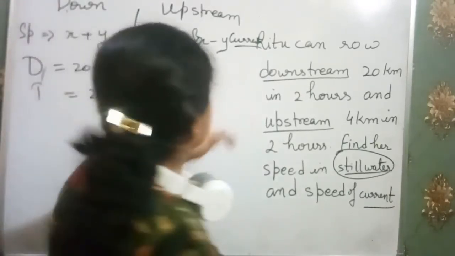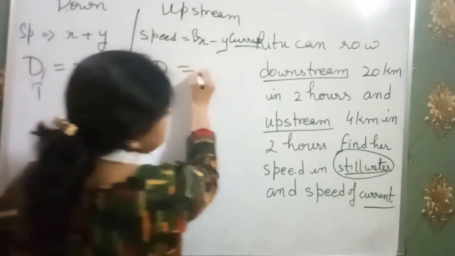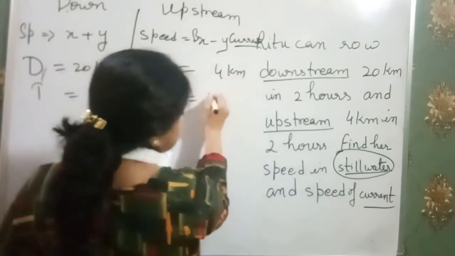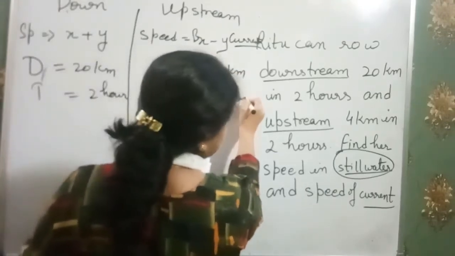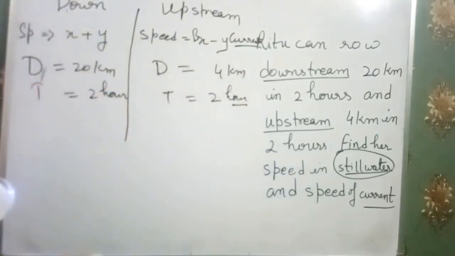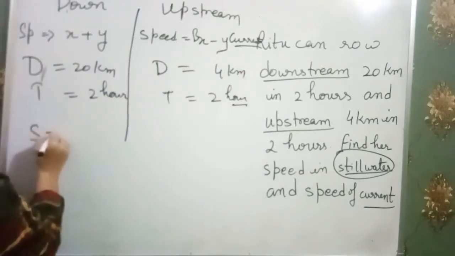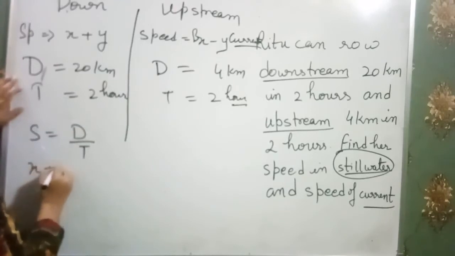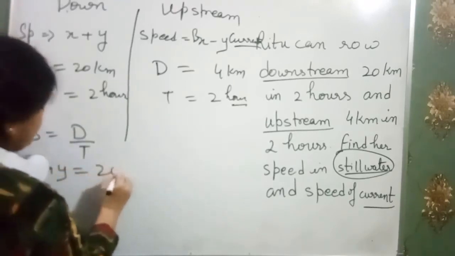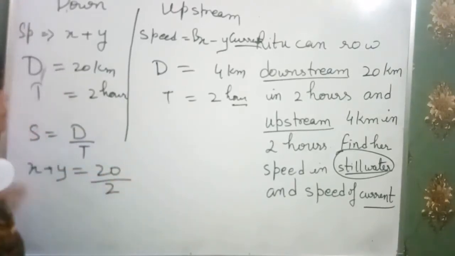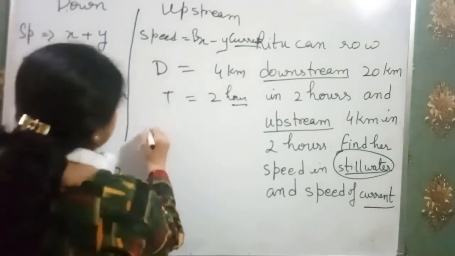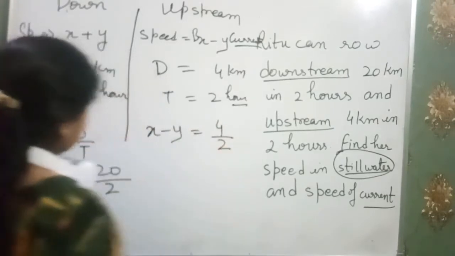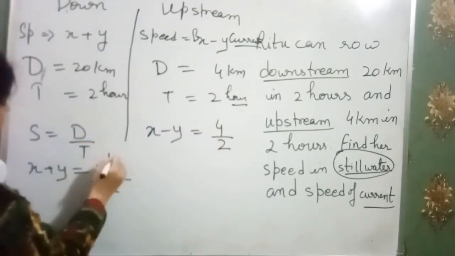Now in upstream, distance covered is 4 kilometers and time taken is 2 hours. Clear? Now just use the formula speed is equal to distance over time. So speed is x plus y, distance is 20 and time is 2. Clear? Here speed is x minus y, distance is 4, time is 2. So when we solve, it becomes 10.